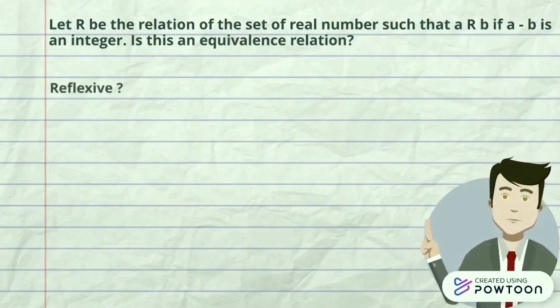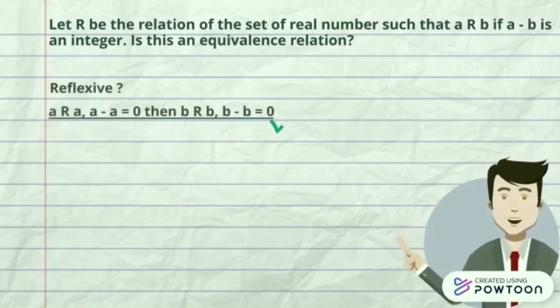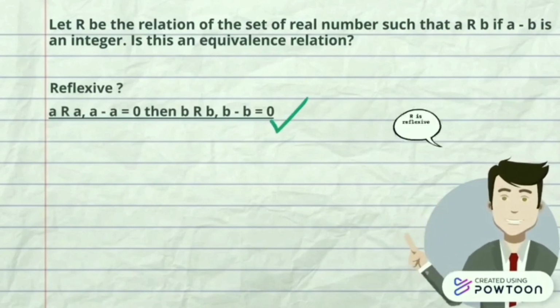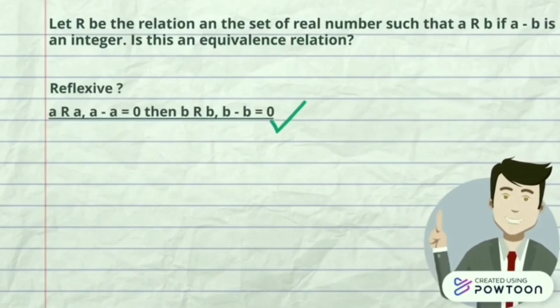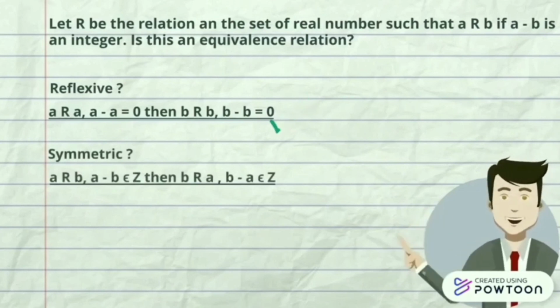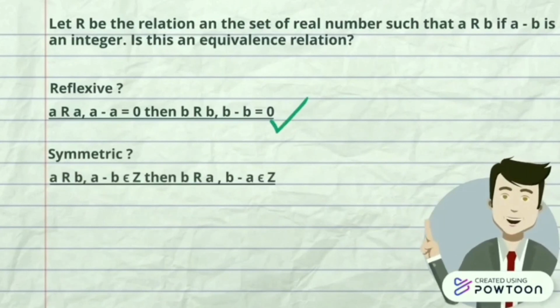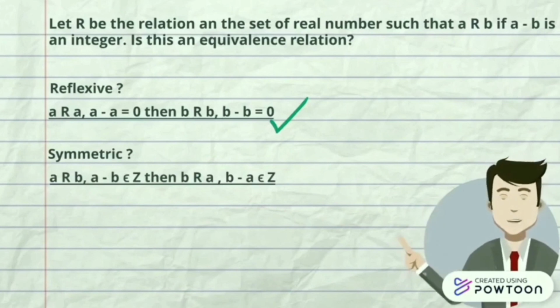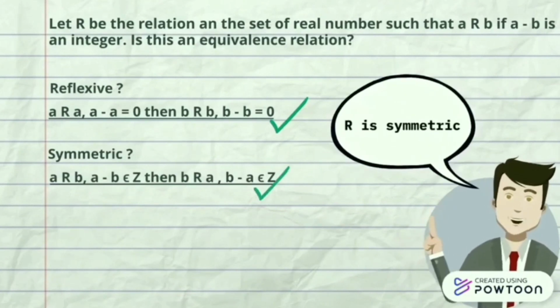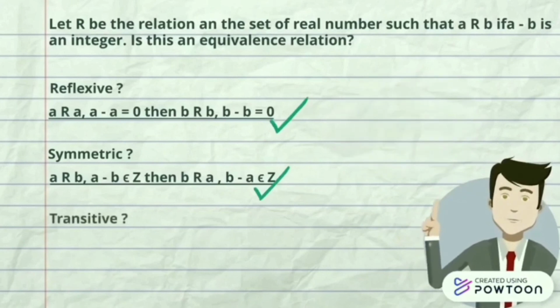So, let's take a look at reflexive. A minus A is equal to 0. It is an element of integers, thus R is reflexive. Next, symmetric. A minus B is an element of integers. B minus A is also an element of integers. Thus, R is symmetric.